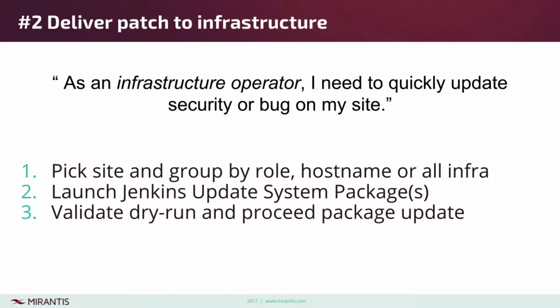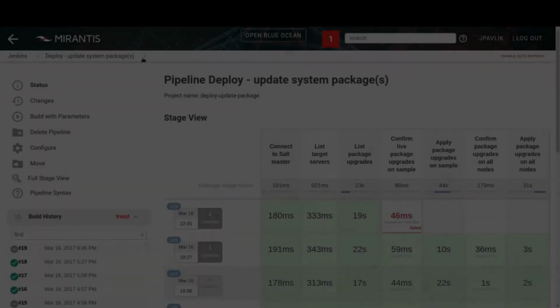In our tutorial, we will update Nova packages with a fix to one of our sites using the drivetrain CD pipeline. The standard procedures will begin with picking the desired site and the nodes that need to be updated. This can be filtered by node role, host names, or even against the entire infrastructure if needed. Then launch the Update System Packages pipeline in Jenkins, allowing us to verify the diff, validate the packages in a sample deployment, then proceed to update the live packages.